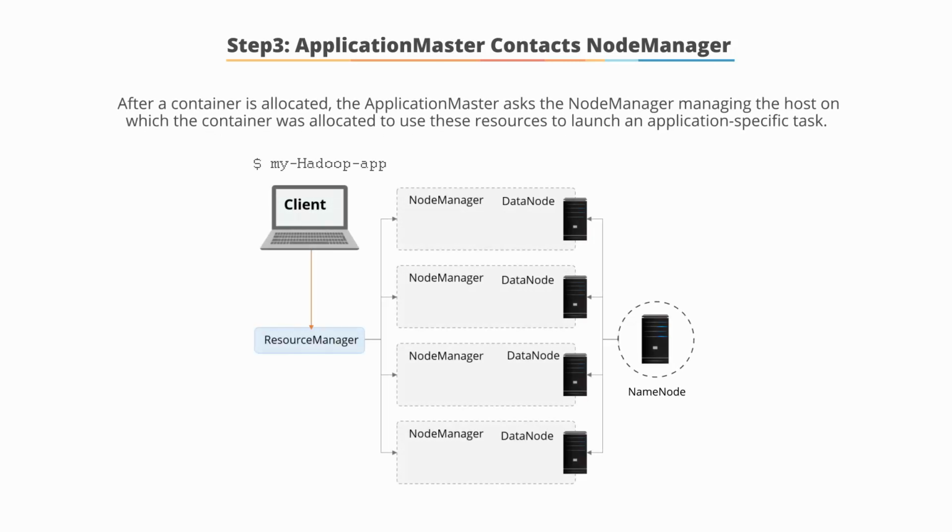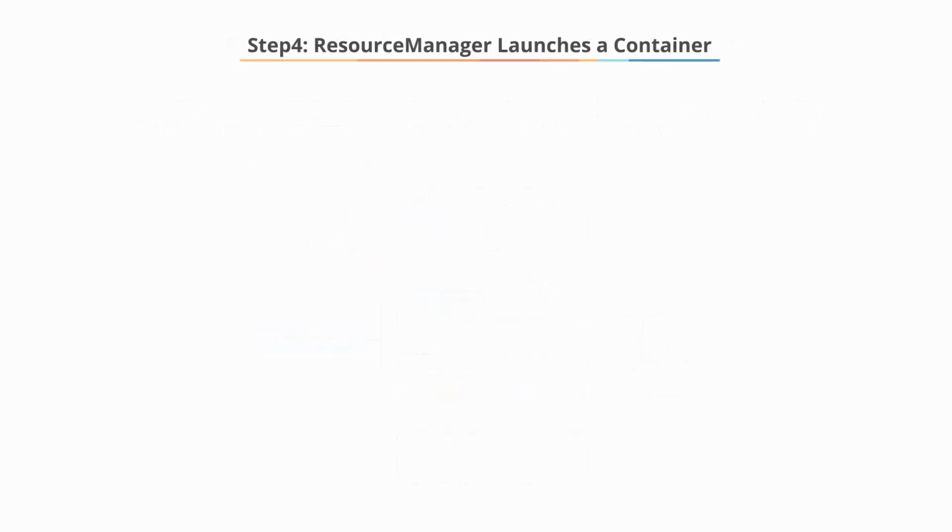In Step 3, the application master will be contacting the node manager. So after a container is allocated, the application master asks the node manager managing the host on which the container was allocated to use these resources to launch an application-specific task. This task can be any process written in any framework, such as MapReduce or Spark. In Step 4, the Resource Manager will be launching a container.